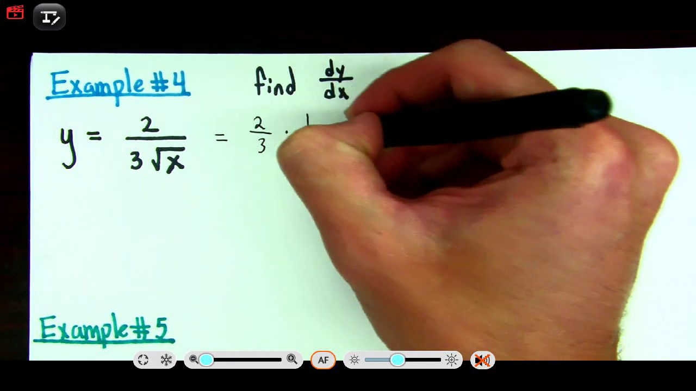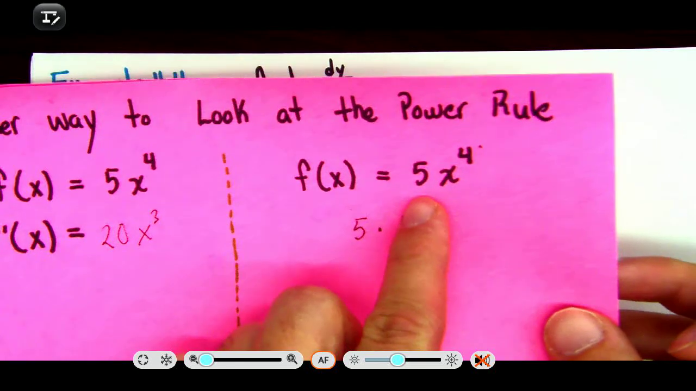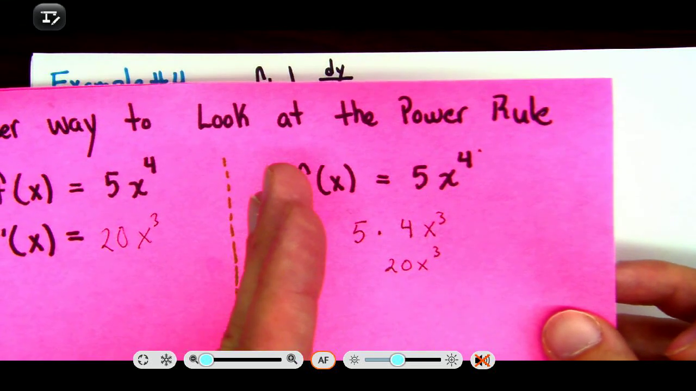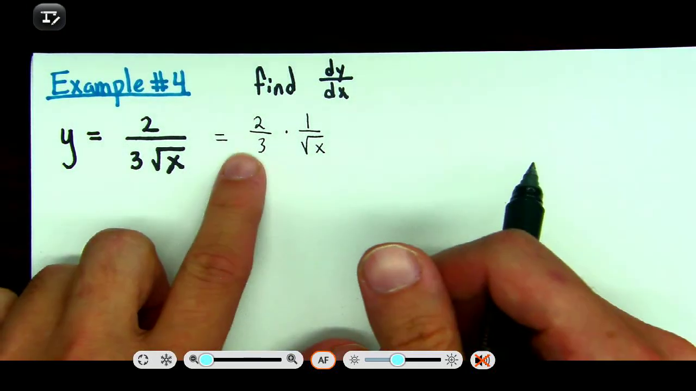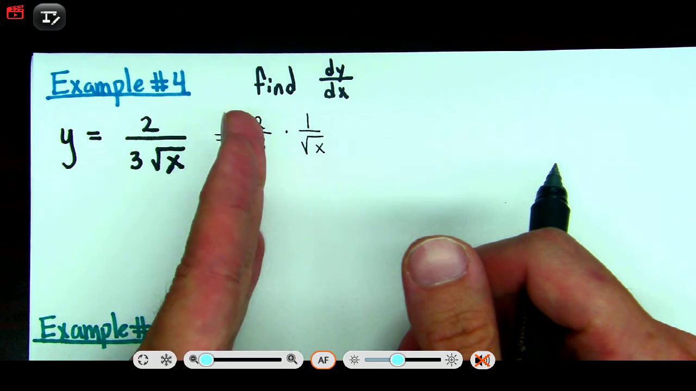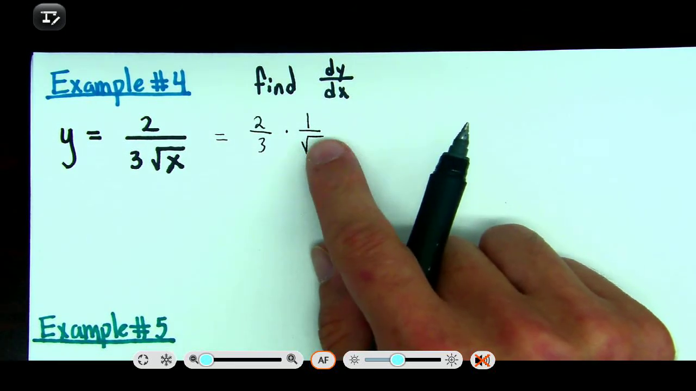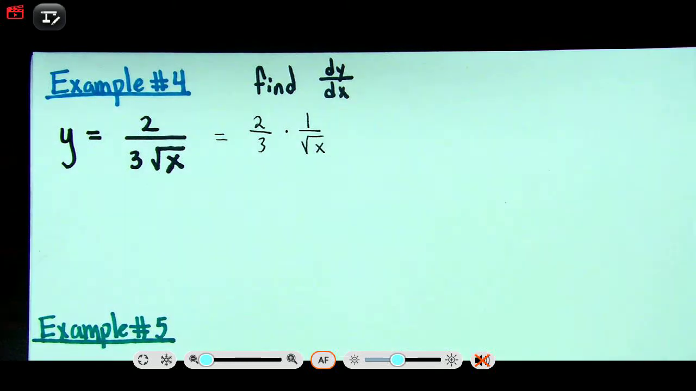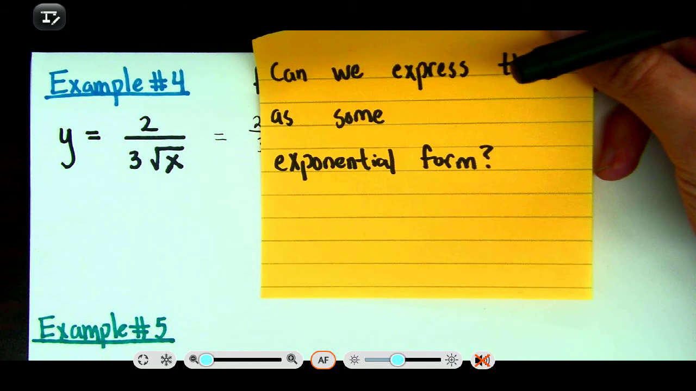So the same way that I brought this 5 on the outside, and then I'll bring it back in, I'm going to take this 2 over 3 and bring it on the outside for now. But here, this is a little tricky because we have to take 1 over the square root of x and express it in some exponential form. How would you do that?